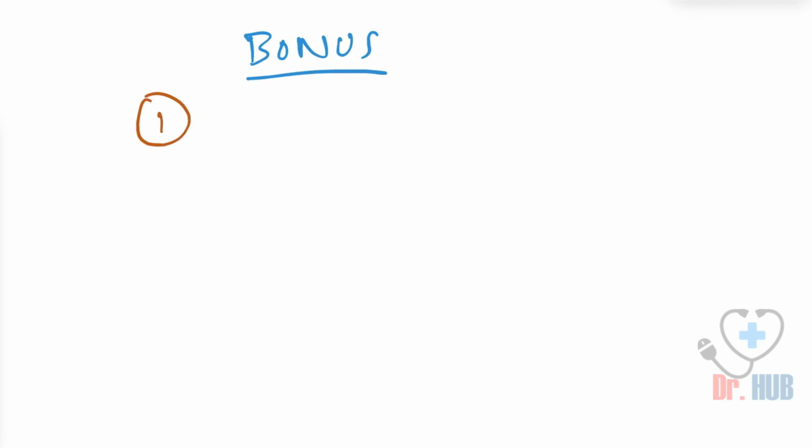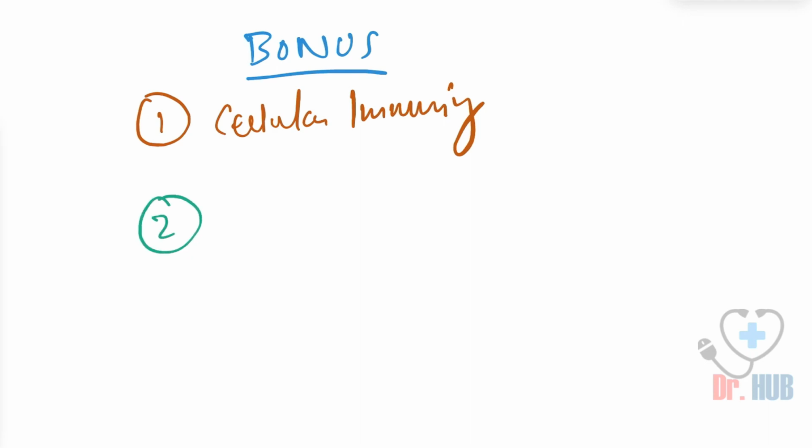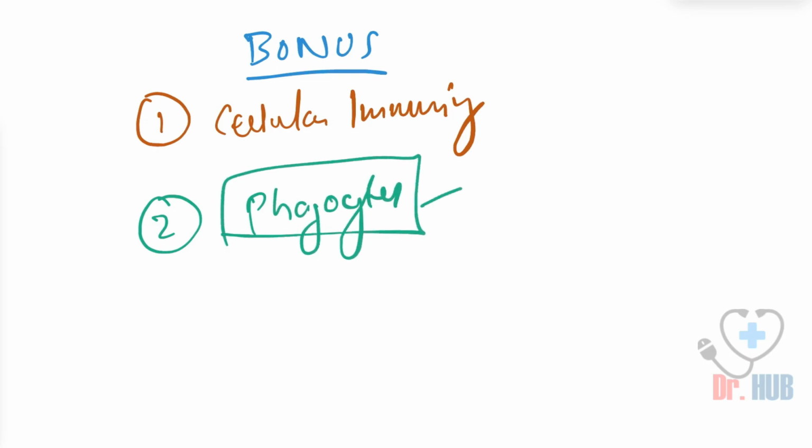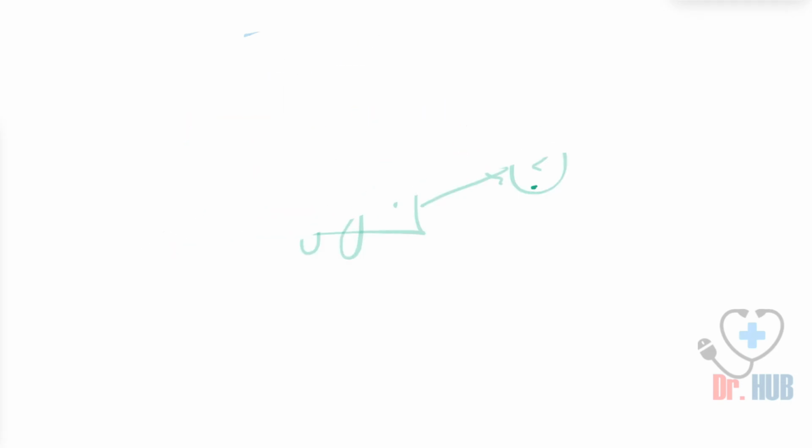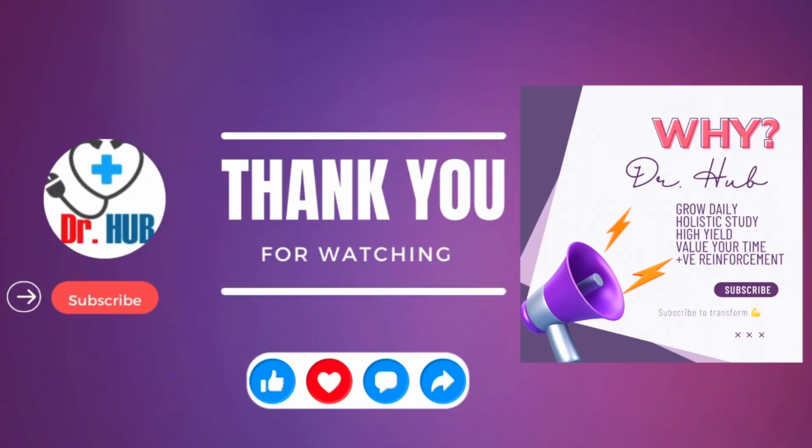Now we'll be looking at some bonus questions. You can answer these questions in the comments. The first question we would like to ask is, what are the disorders of the cellular immunity? The second question we would want to ask is, what are the disorders associated with the phagocytes? You can answer these questions in the comments.